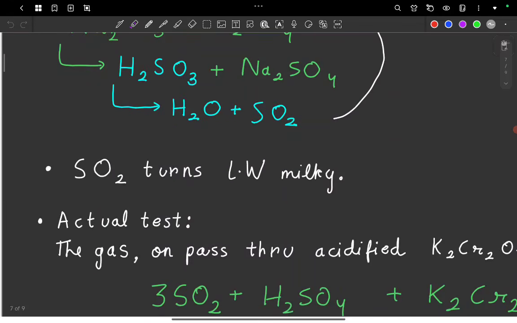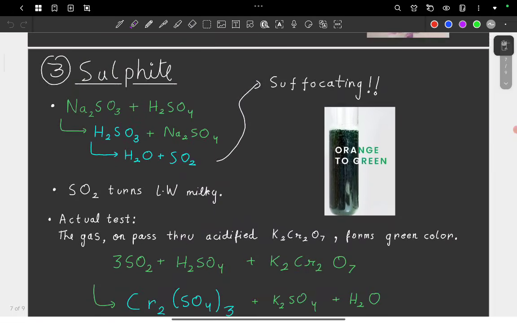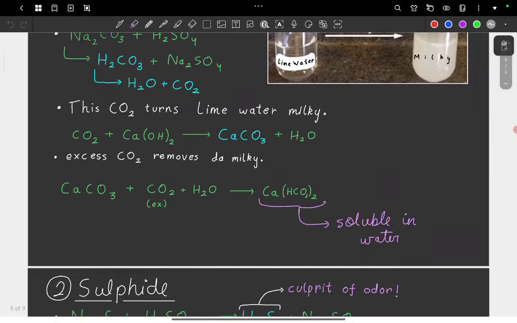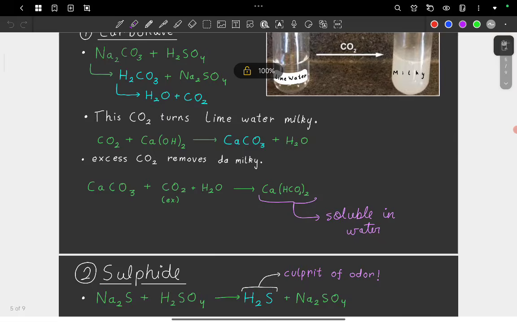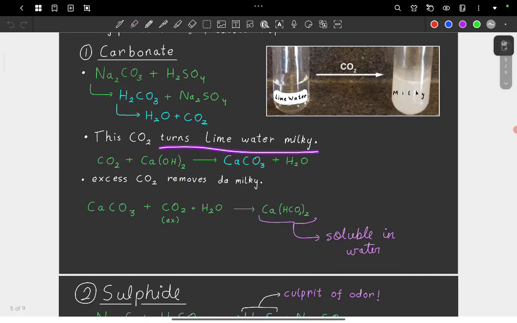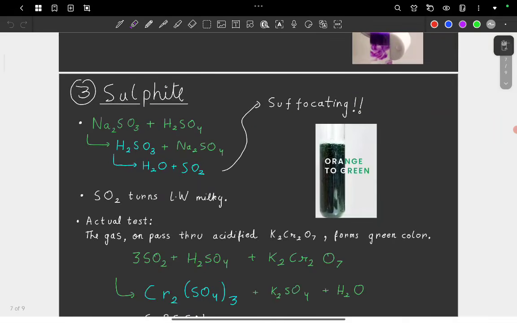Now, there's one point of distinction here: SO2 also turns lime water milky. So how do we differentiate between SO2 and CO2? The true test for CO2 is this: excess CO2 gives calcium bicarbonate, because turning lime water milky indicates both CO2 and SO2. So to confirm whether it is CO2, you pass excess CO2 and it will form a colorless solution.